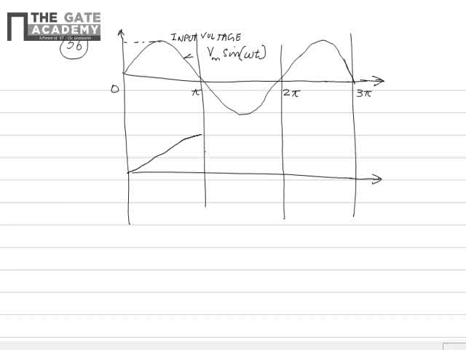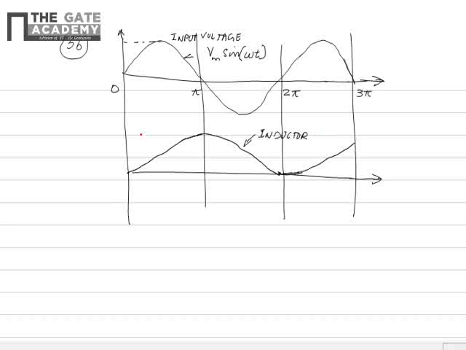That means at pi the instantaneous input voltage reverses, but L di by dt is more negative than the instantaneous value of input voltage. Hence the current starts decreasing and the current becomes nearly 0 at 2 pi, and again it continues to increase and it reaches a maximum value at 3 pi. So we have the inductor current as this waveform.